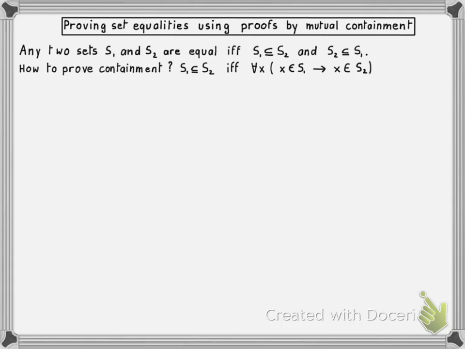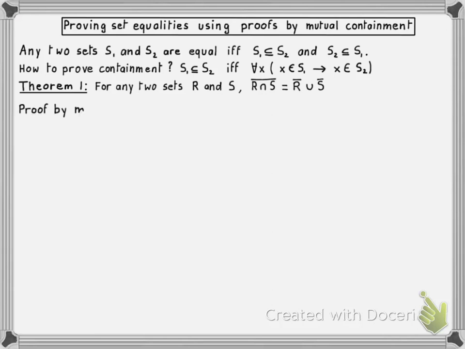So a proof by mutual containment is simply a double proof of first, this proof by containment, and second, this proof by containment. If you have proved both, you have proved that S1 and S2 are equal. And that is the definition of a proof by mutual containment. So let's illustrate this proof technique using the following theorem, which is one of the De Morgan's equalities for set theory.